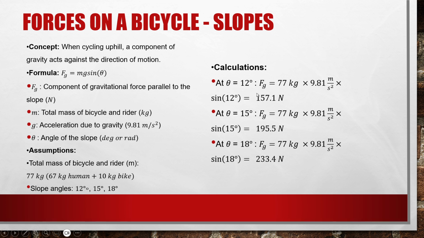And here, when we calculate it, for 12 degrees, we get 157.1 newtons. At 15 degrees, we get 195.5 newtons, and at 18 degrees, we get 233.4 newtons. So once again, these are example calculations on how slopes affect the bicycle.